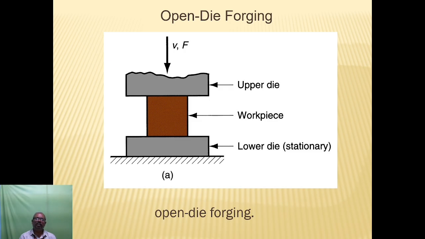So the first one is open die forging. The figure shows open die forging working. The components of open die forging are a lower die, which is stationary, and an upper die, which is moving. The workpiece is kept in between the upper die and lower die, and when we apply force on the upper die, the workpiece will be deformed. This is open die forging.